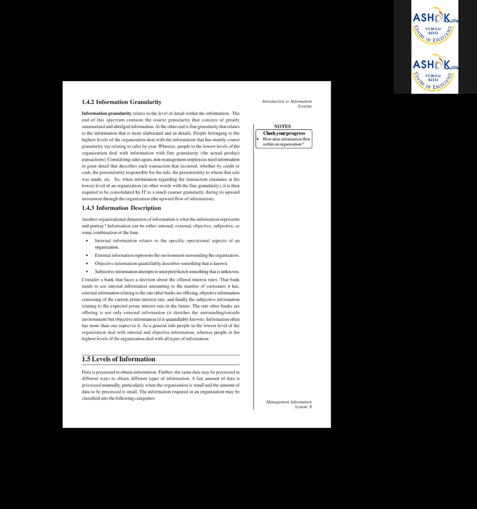Information description is another dimension of the dissemination of information: what the information represents and portrays. Information can be either internal, external, objective, subjective, or some combination of the four. Internal information relates to the specific operational aspects of an organization.